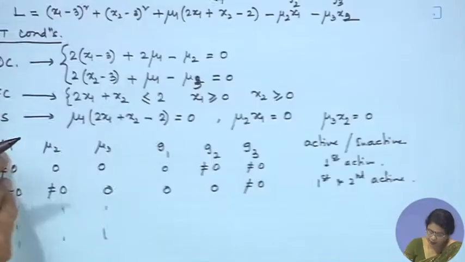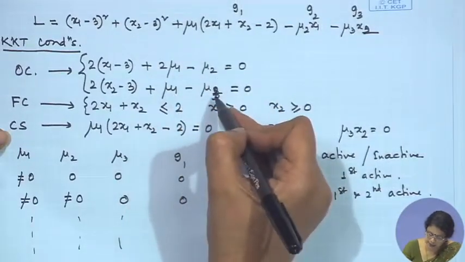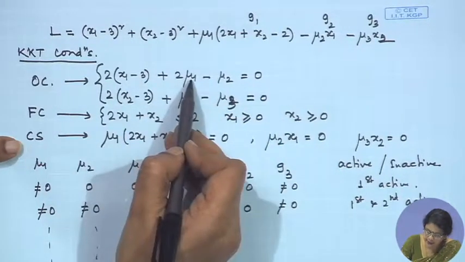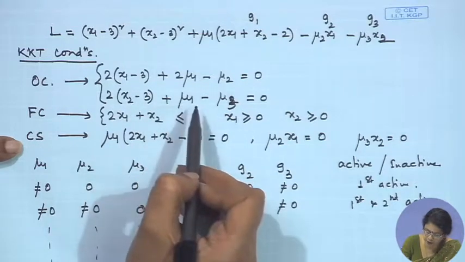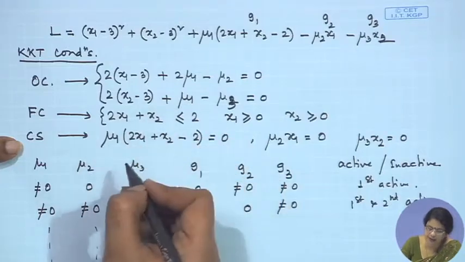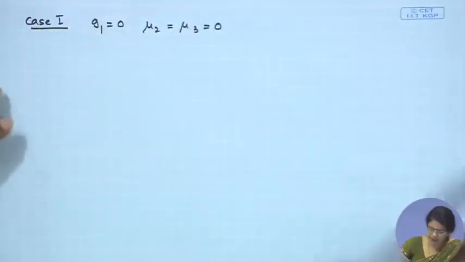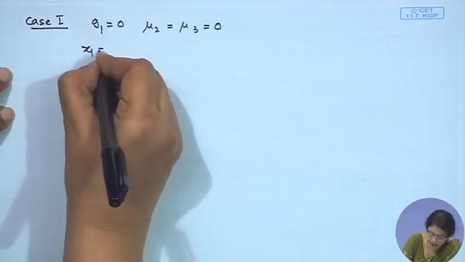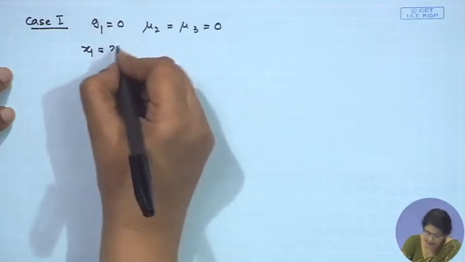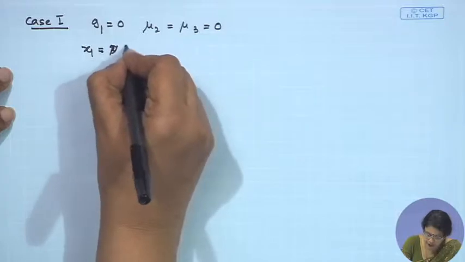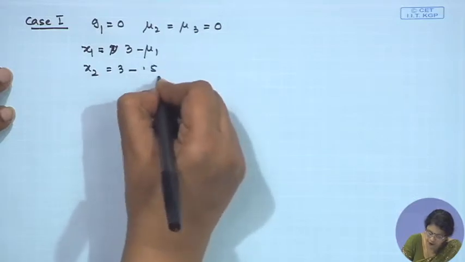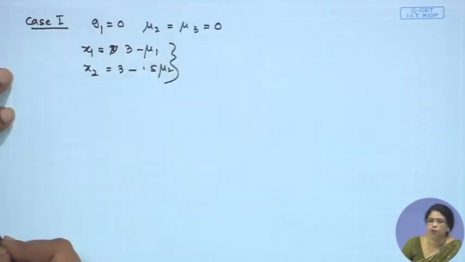Alright. If we get mu2 is equal to 0, mu3 is equal to 0, then what we will get? We will get x1 in terms of mu1 and x2 in terms of mu2. Alright. And if we just substitute the value, let us see what we are getting. We are getting x1 is equal to 2 mu1, 2 will cancel, only we will get 3 minus mu1, and for x2 we will get 3 minus 0.5 mu2, these two. Alright.